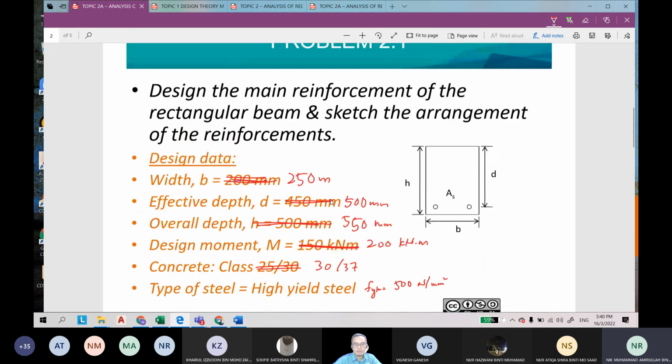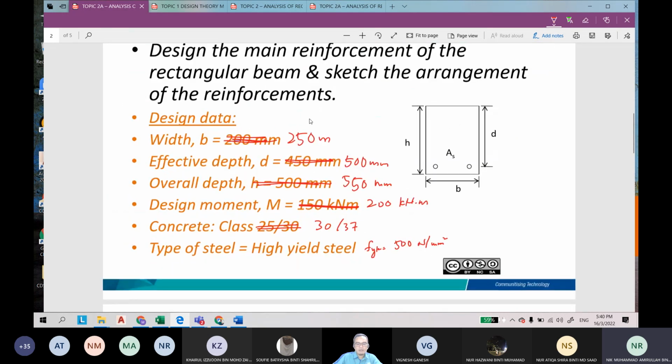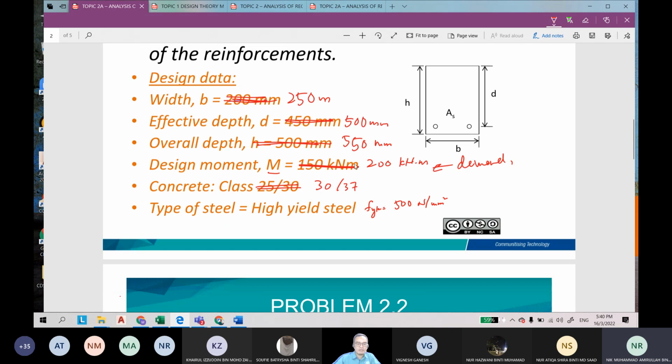Yes, good. In problem 2.1, the bending moment is given. The design moment is the demand. So the demand is, let's say, 200 kilonewton meter, and then the question asks you to find the AS, which is the supply. Demand will create AS required, and AS required will create the AS, which is the supply.